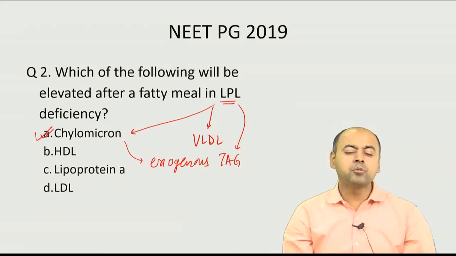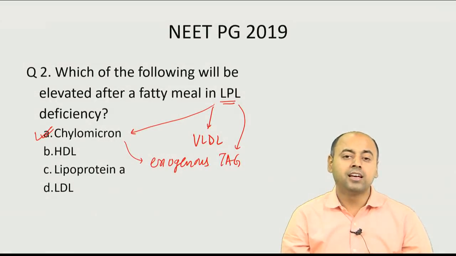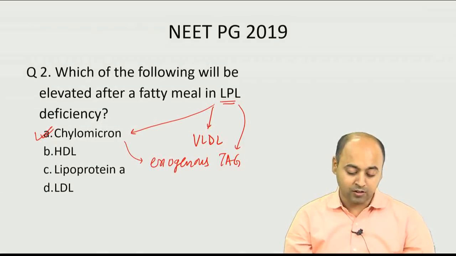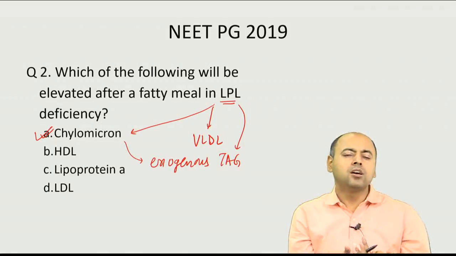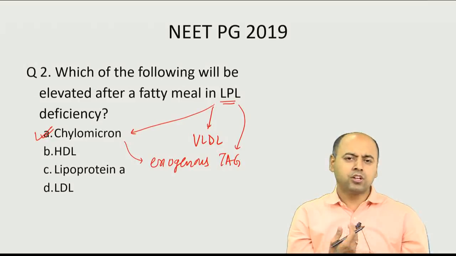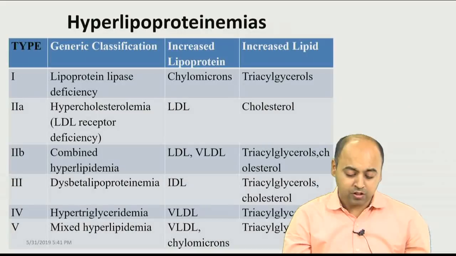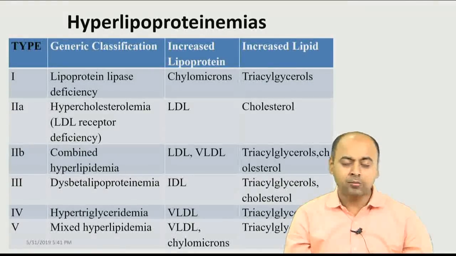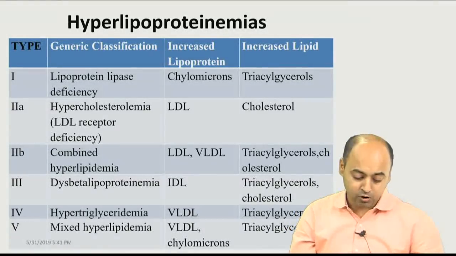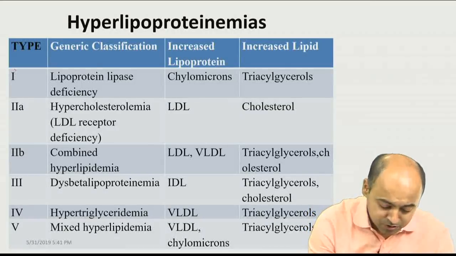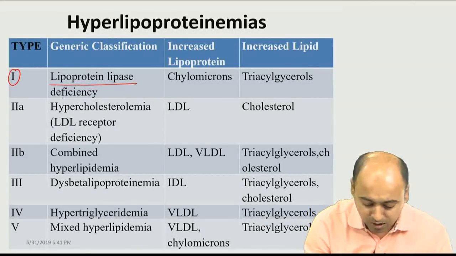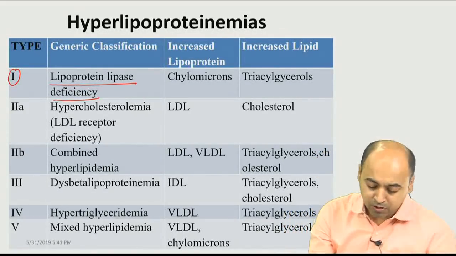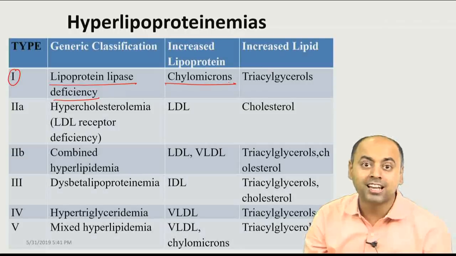So the lipoprotein lipase deficiency will present with elevated chylomicron level. This is part of the primary hyperlipoproteinemias, where one or more genetic defects can be there. In fact, we have the 5 main types of the primary hyperlipoproteinemias, and you can see the lipoprotein lipase deficiency is the type 1 primary hyperlipoproteinemia, where the chylomicron is elevated.